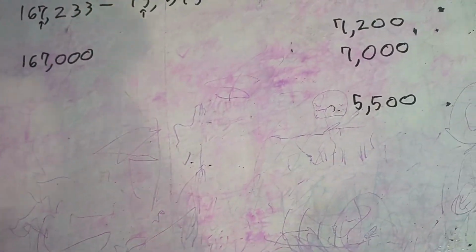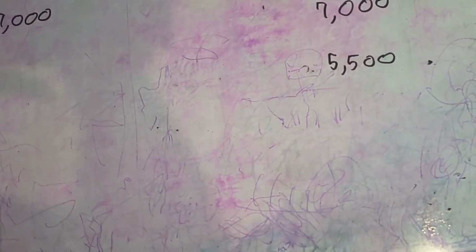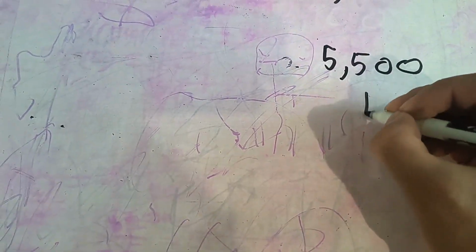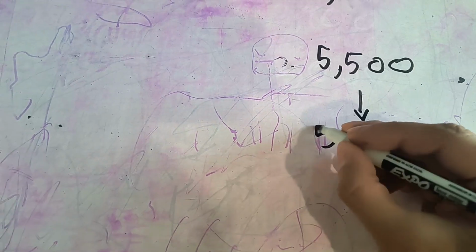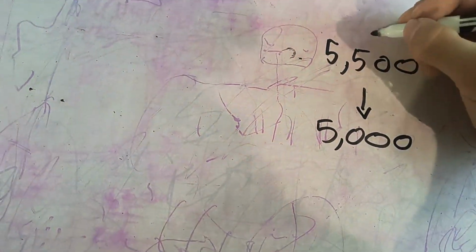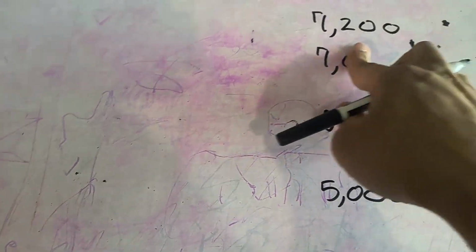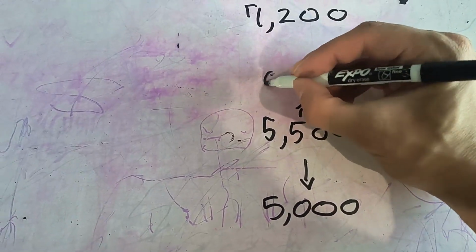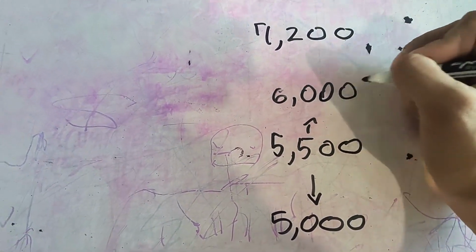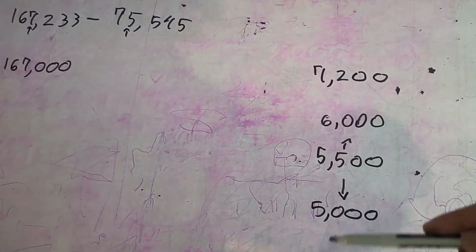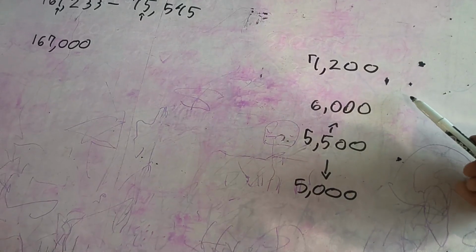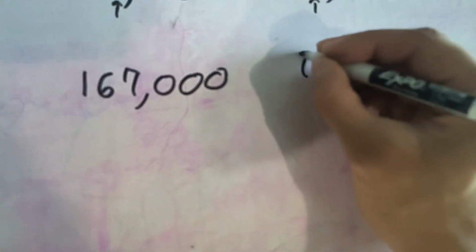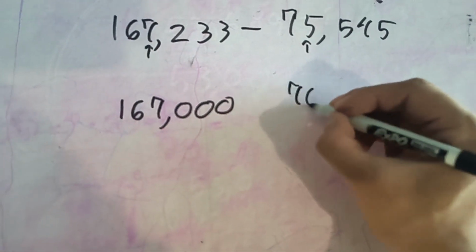Remember, if we're in a spot where they're equal distance from each other, for example, 5,500 is just 500 away from 5,000, but it's also 500 away from 6,000. They're equal distance away from each other, and whenever they're equal distance like this, you always choose the higher one. So this would be 76,000.